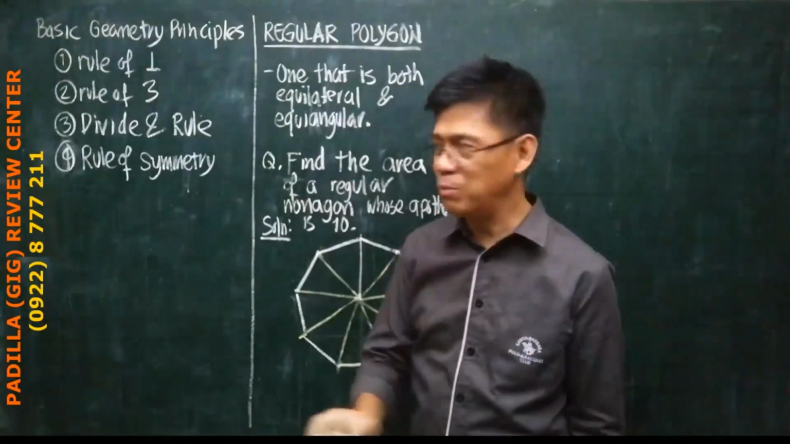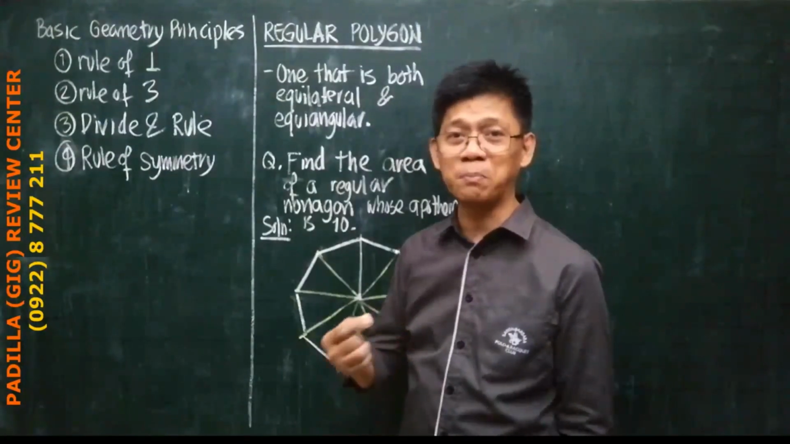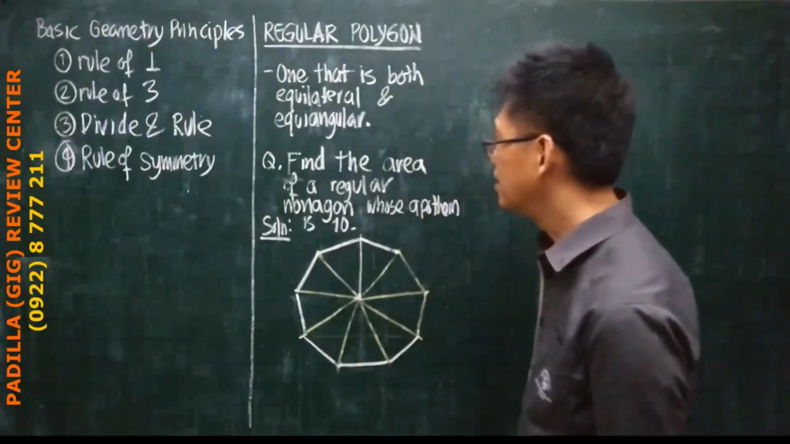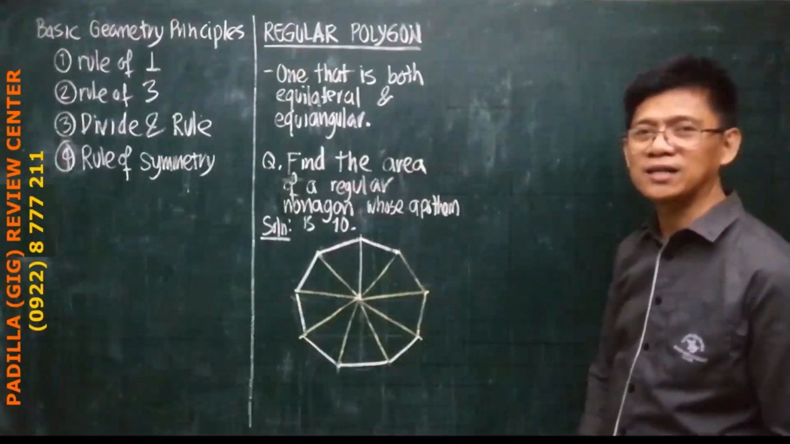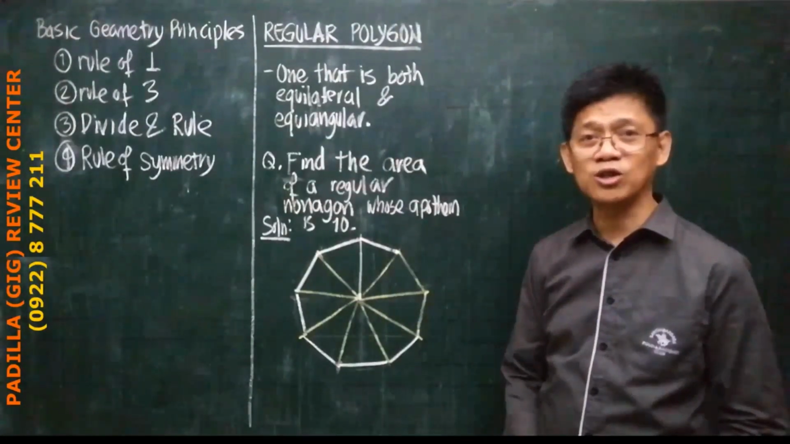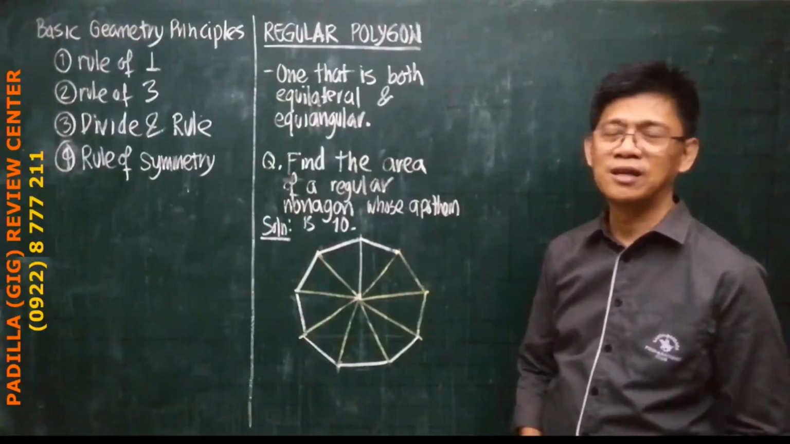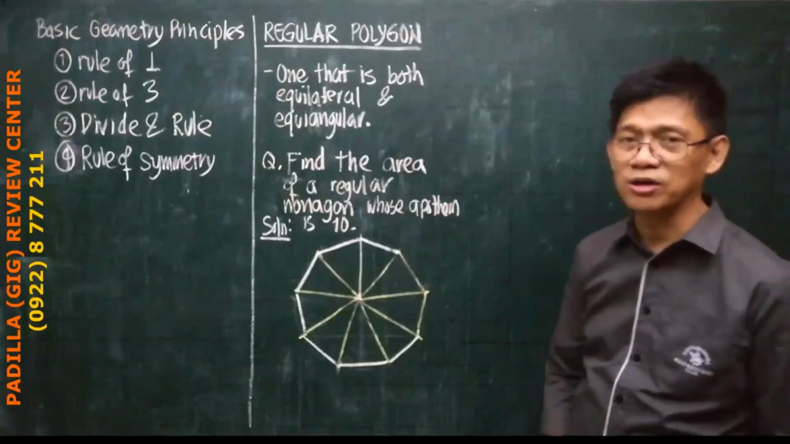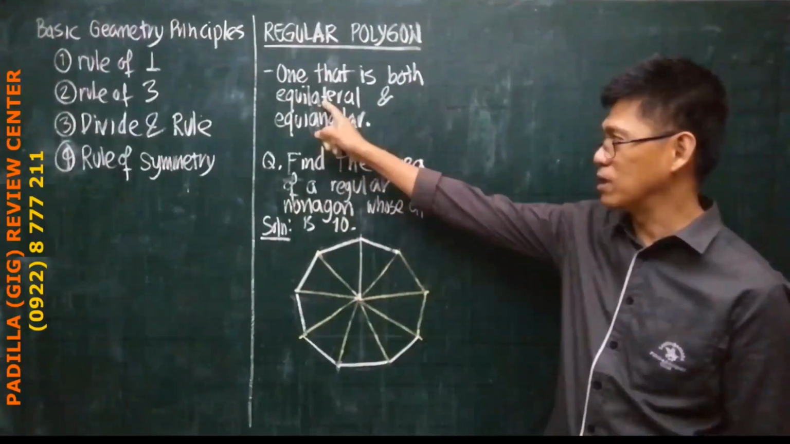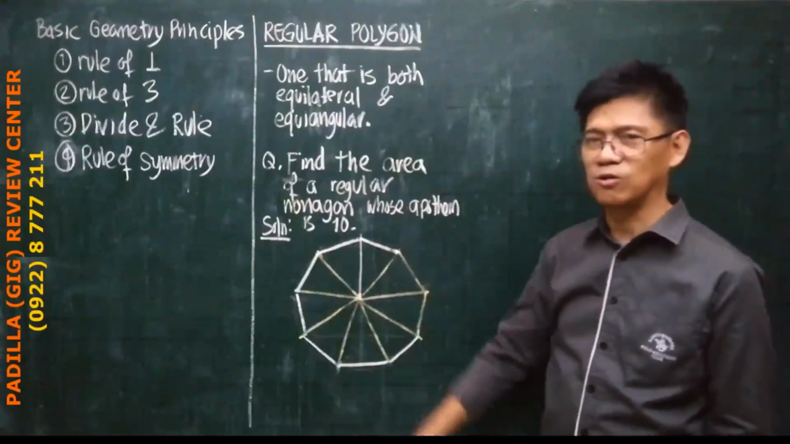If you were able to divide it into symmetrical figures, then all you need to do is multiply it by the number of symmetrical parts. Okay? Now, pagka hindi tayo binigyan ng specification as to the kind of polygon mentioned in the problem, it is automatically understood that we are talking of regular polygons. Regular polygons are polygons that are both equilateral and equiangular. Equal sides, equal angles. And thus, it can be inscribed in a circle.